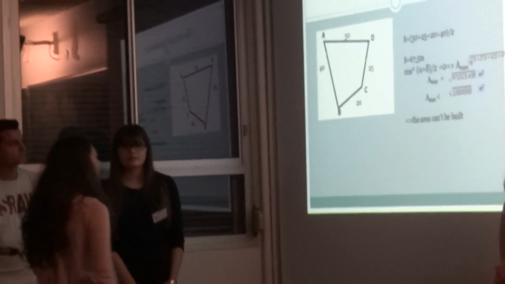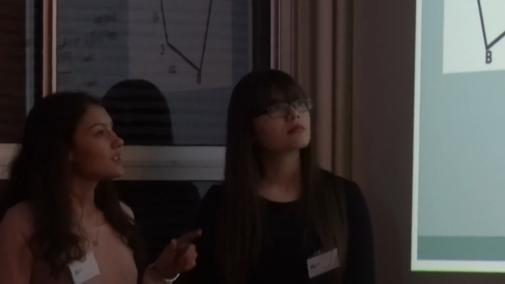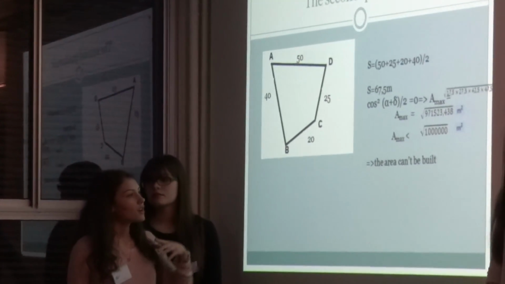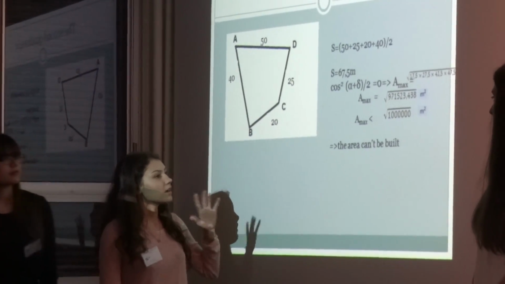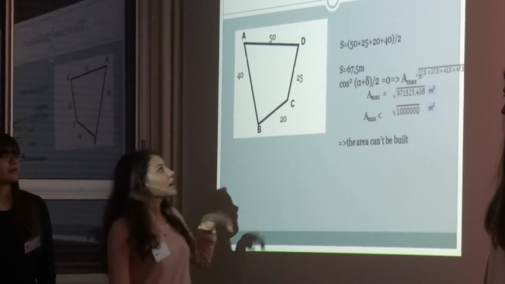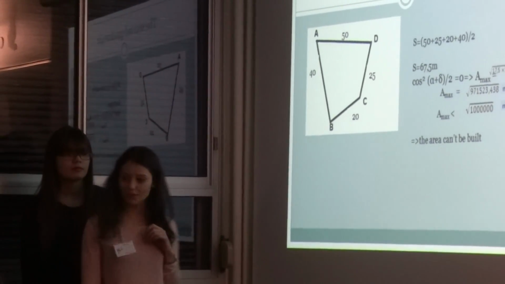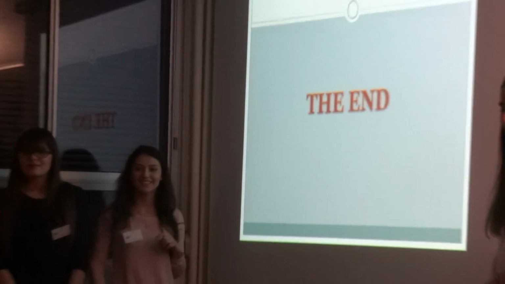For the second quadrangle, we do the same. We use the Bretschneider formula, and we calculate the semi-perimeter, which is 67.5 meters. We calculate the maximum area, and we see that it is smaller than 1,000 square meters. So the area of this quadrangle cannot be built.